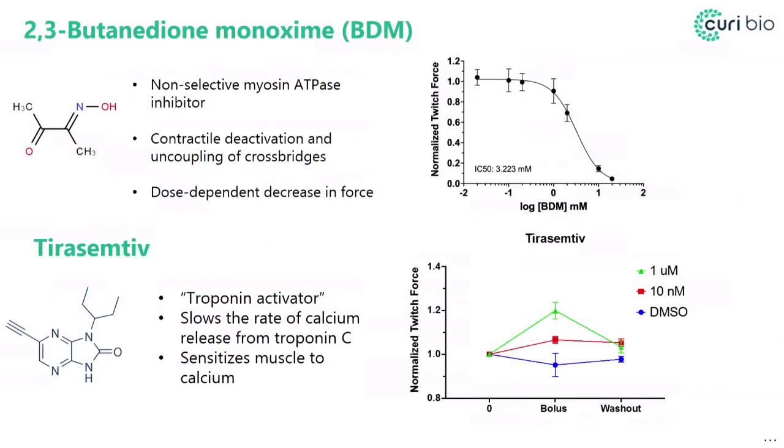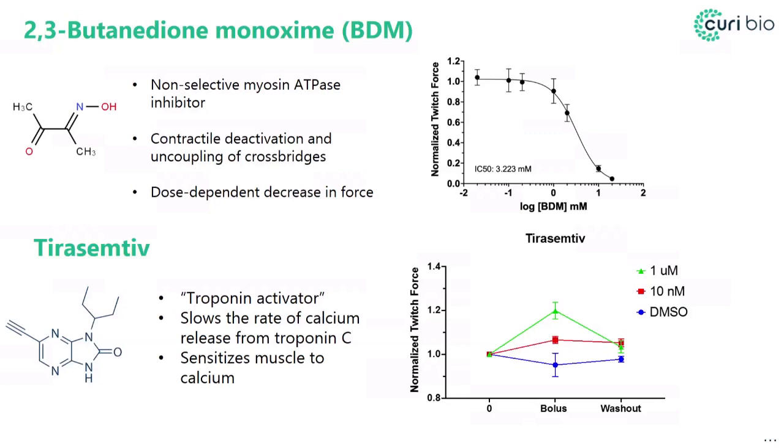So why are we doing this? Well, we want to see drug responses. So you can do more acute drug responses, as I mentioned before. Example with BDM, it's an ATPase inhibitor. It basically deactivates contraction. And when you put it onto these EMTs, you can see very clearly there's an IC50 of 3.2 millimolar. We see very clear response of reduction of contractility.